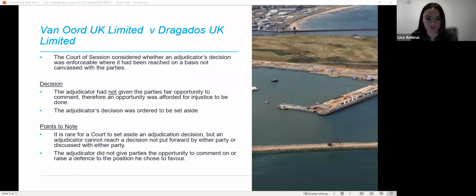Dragados argued that this was a breach of natural justice, meaning it was denied a fair hearing during the adjudication. Van Oord argued that the adjudicator was entitled to adopt an intermediate position between the parties' respective cases, and that Dragados was aware of Van Oord's position that the delay in question had occurred before the 2nd of August 2019. It therefore should have made its time bar argument in the adjudication, and in fact, it already had.